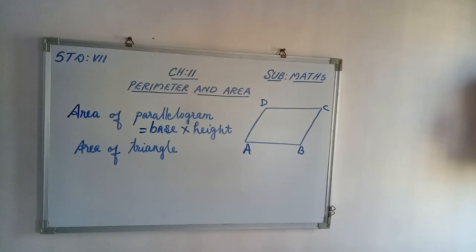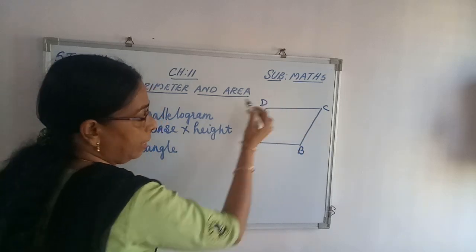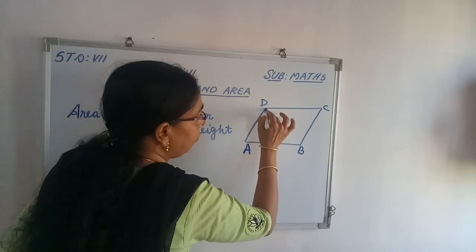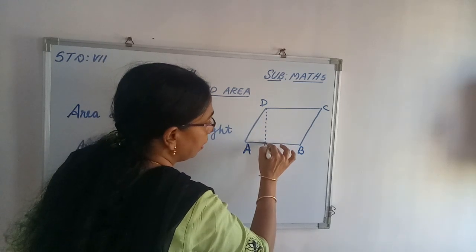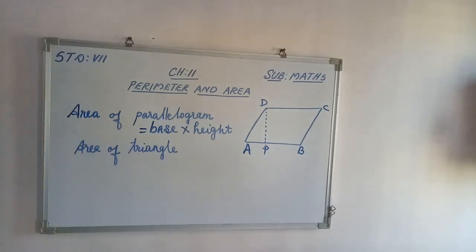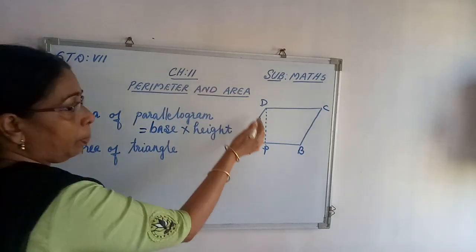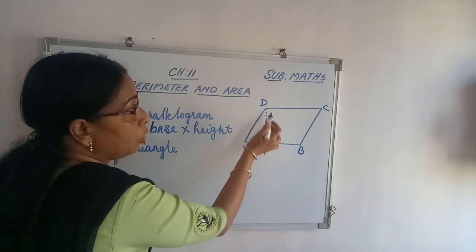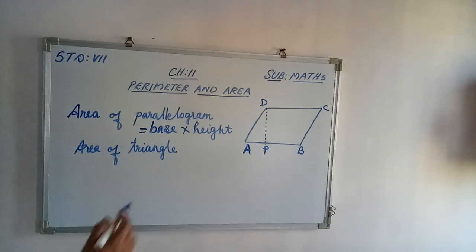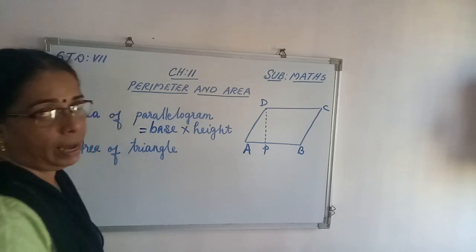Which is the base and what is the height? Here in the parallelogram ABCD, if you take AB as the base, the height will be, let this be P. Okay? So the perpendicular which is drawn towards the base from the opposite vertex, that is the height. So here if you take AB as the base, then DP is the height.